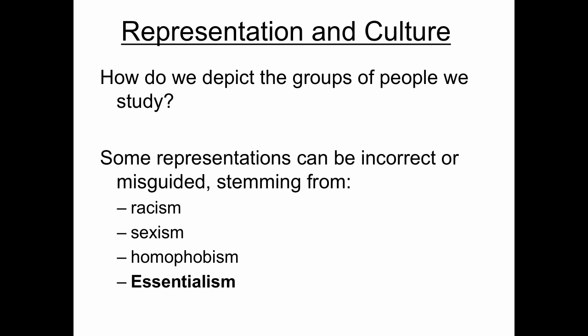Now, with the Horace Miner piece, again, we can see how easy it is when using an ethnocentric perspective to create the impression that these individuals are barbaric, that they're savage, that they're superstitious, that they lack logic or they lack morals, whatever it is. If we aren't very, very careful, we can misrepresent the individuals, which can have a detrimental impact on their way of living. So it's very important that we're careful about how we represent a group of individuals, as some representations can be incorrect or misguided. They can stem from racism, sexism, homophobia, or essentialism.